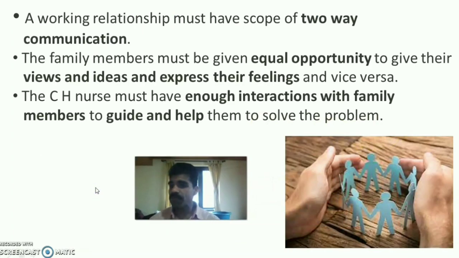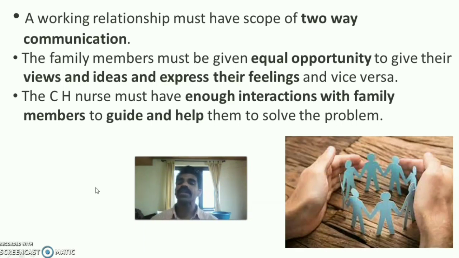That means a working relationship must have a scope of two-way communication from family members to community health nurse and community health nurse to family members. Then in this working relationship, the family members must be given equal opportunity as the community health nurse to give their own views, their ideas and express their own feelings, and vice versa. So both family and community health nurse have equal opportunity to view the problem, share ideas and express their feelings, for which the community health nurse must have enough interaction, communication or interpersonal relationship with the family members and to guide and help them to solve the problems.